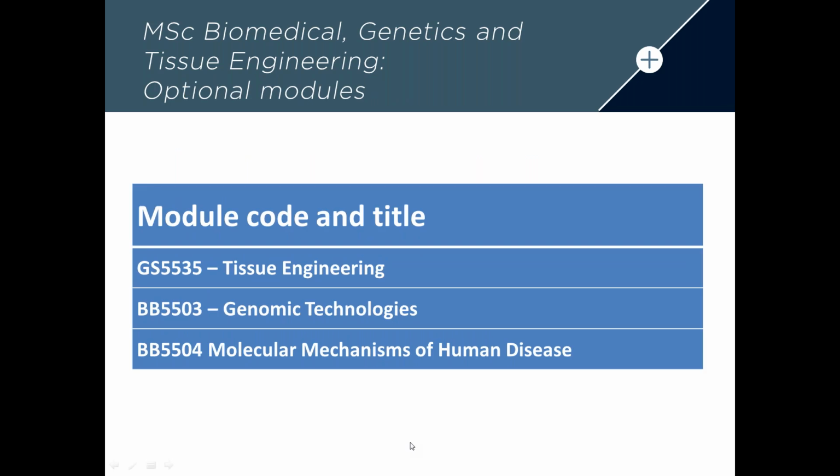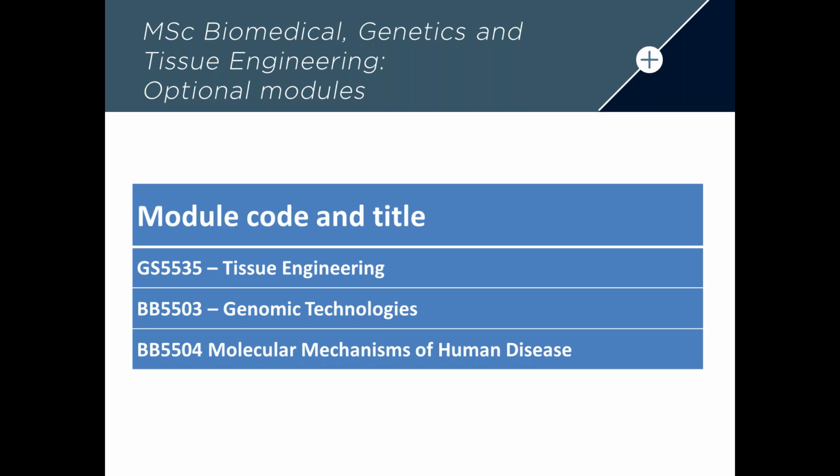Now, we have some optional modules for the MSc Biomedical Genetics and Tissue Engineering, and these modules are tissue engineering. If you're interested in tissue engineering, you will be able to take that module, and in this module you will be learning about the basics of tissue engineering and what the tissue engineering technologies are being used for in today's world. Then we have BB 5503, Genomics Technology, and BB 5504, Molecular Mechanics of Human Disease.